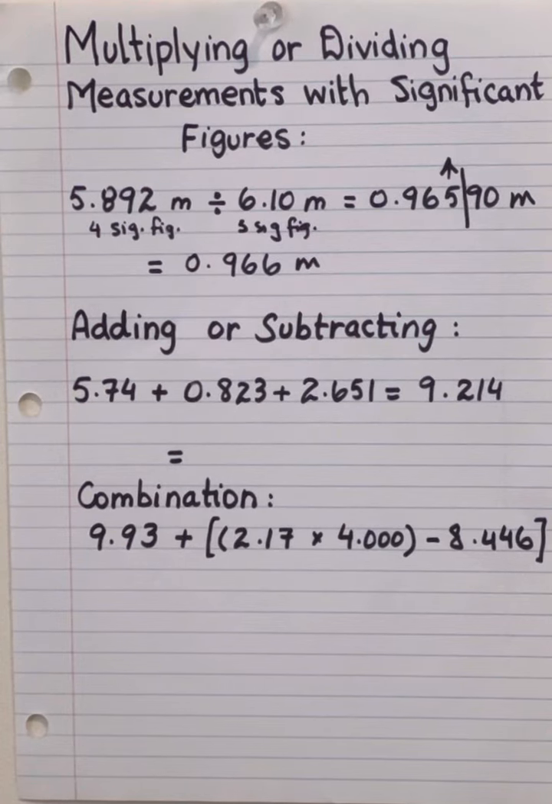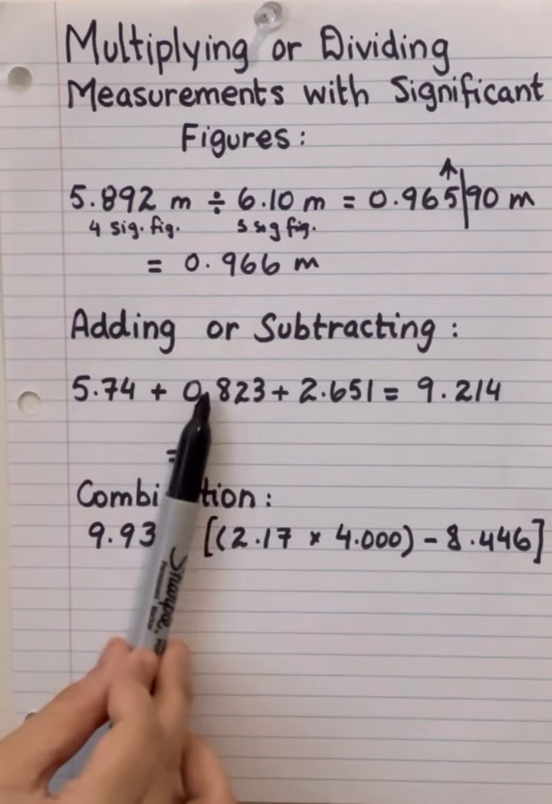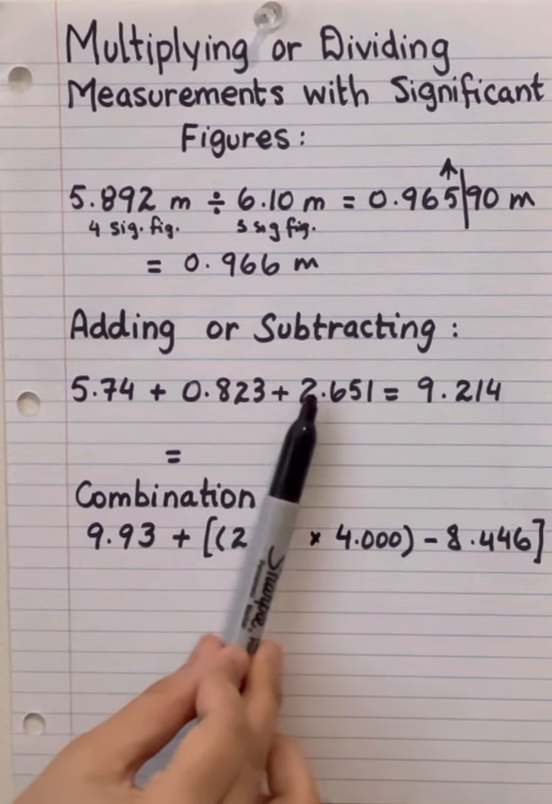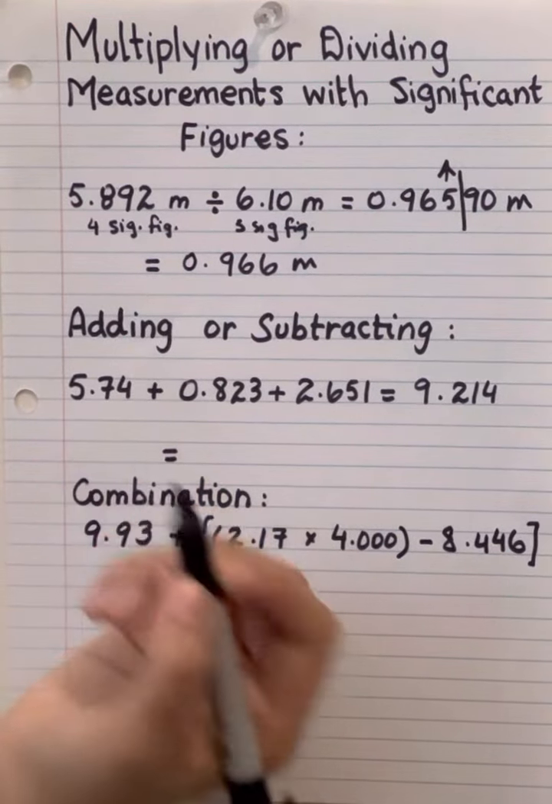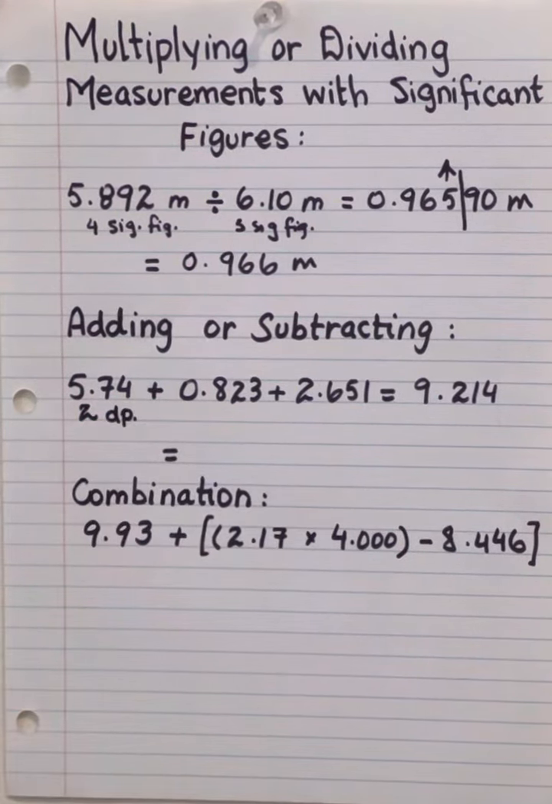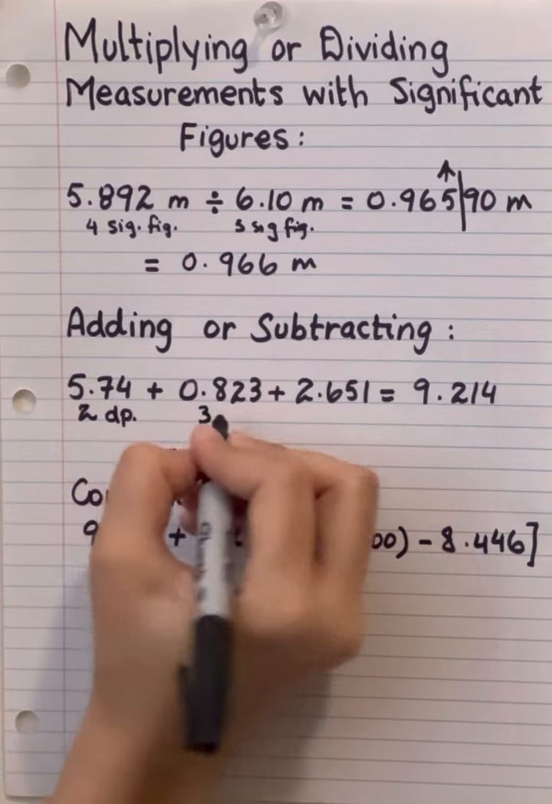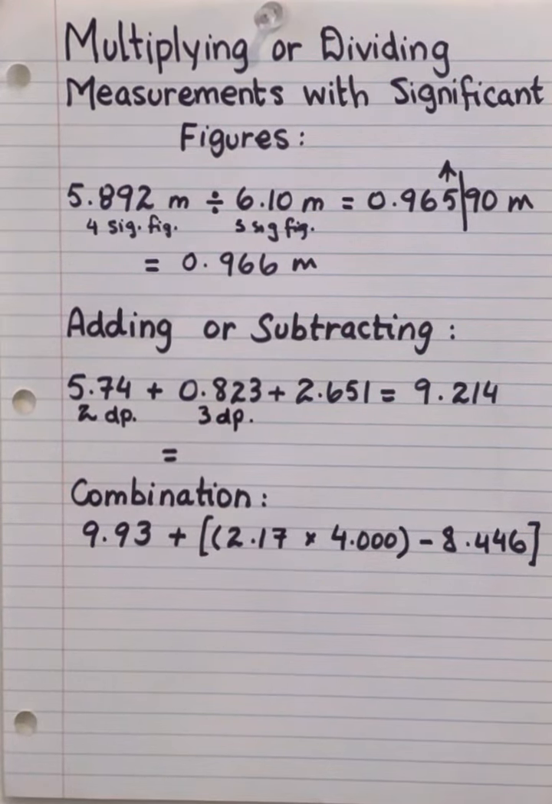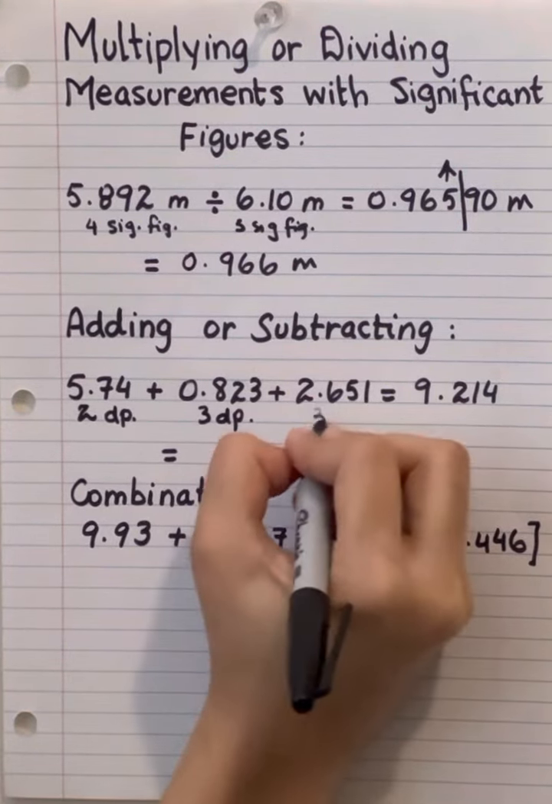So let's try an example. Here we are adding 5.74 plus 0.823 plus 2.651, which gives us the answer of 9.214. Now in our first measurement, there are 2 decimal places, so 7 and 4. In our second measurement, we have 1, 2, 3, so 823, there are 3 decimal places. And in our third measurement, we have 1, 2, 3, so 6, 5, 1, 3 decimal places.